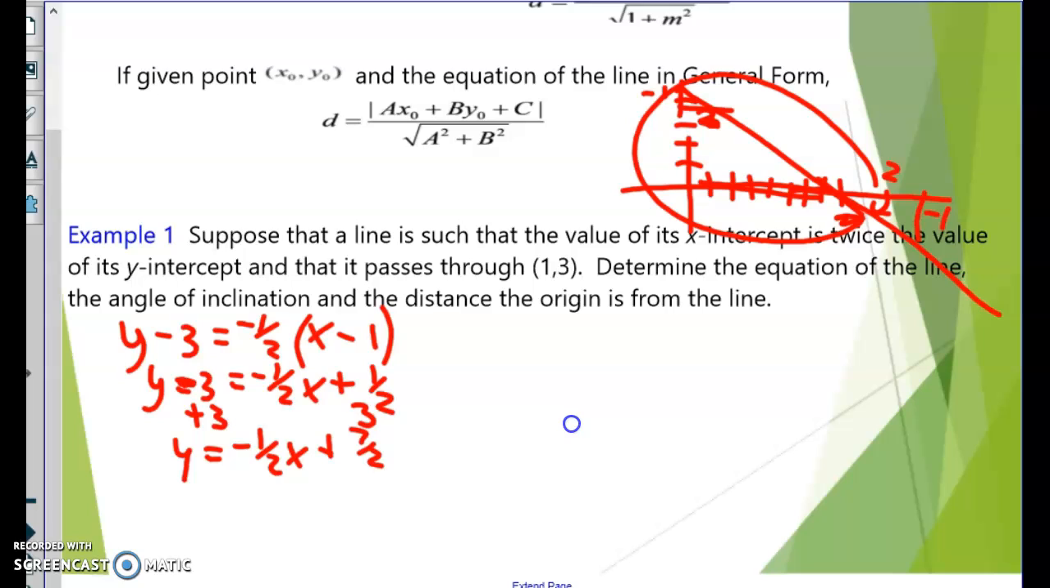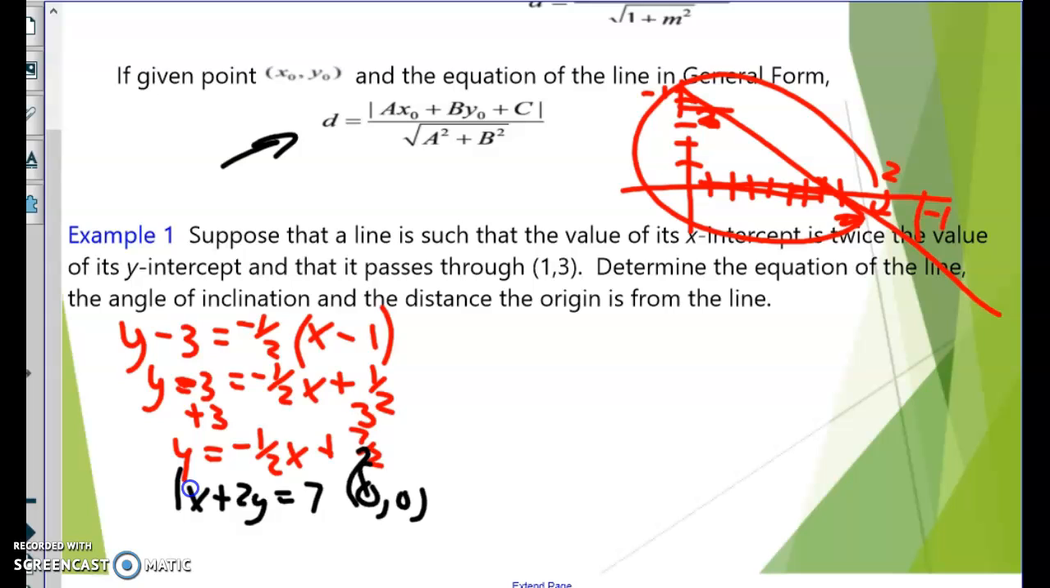And I'm going to use that formula that's right up here. We want to use the general form of that equation. If I solve, I get x plus 2y equals 7. I'm also going to use the point (0, 0), there's my x sub naught and my y sub naught. And my a is 1, my b is 2, and my c is 7.